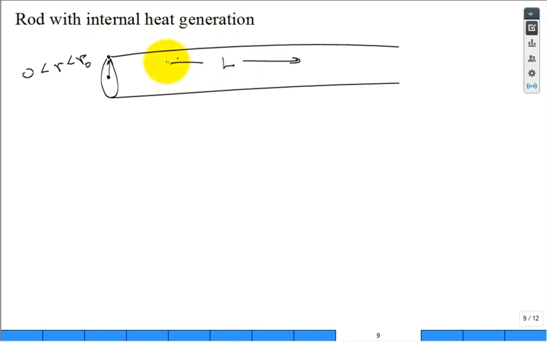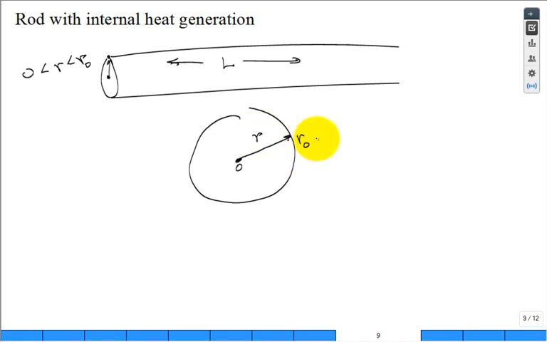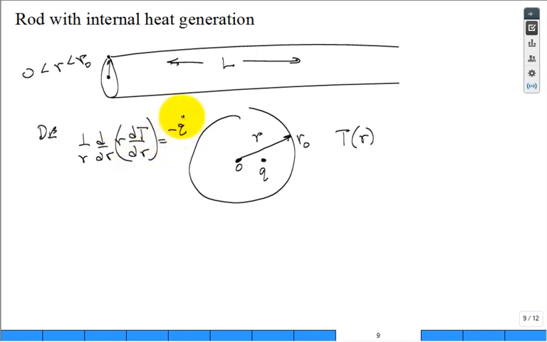L is the depth that way. Okay, but it's hard to show. So I draw it like this. There's my R going from 0 to R naught. I want to solve and find T as a function of R when I have Q dot, inside heat generation. Okay. Well, what's my differential equation? 1 over R, derivative with respect to R of R times the derivative of T with respect to R, equal to minus Q dot divided by K.